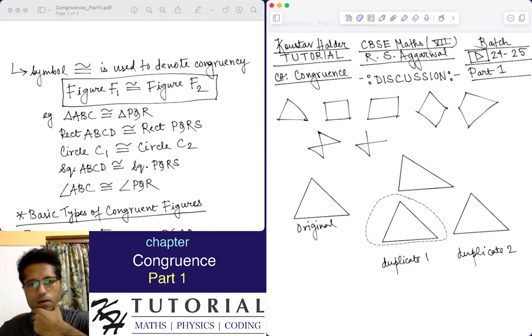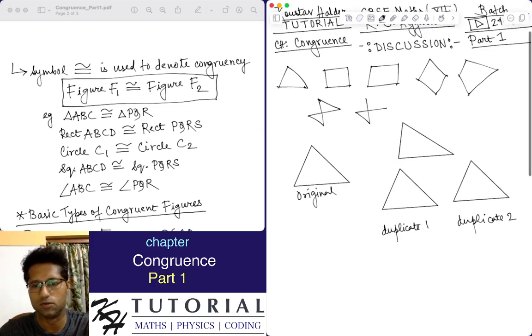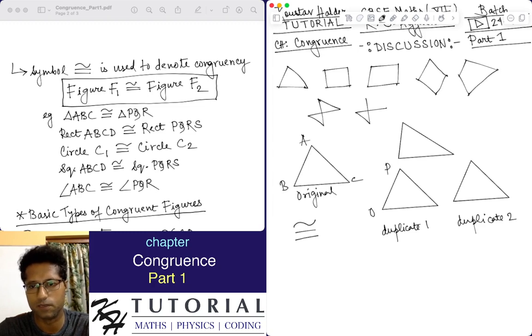Now how do we mathematically express two plane figures to be congruent? The notation used is two parallel lines, and above that you have this symbol which is known as tilde. So this is the symbol of congruency. If you have any figure, let's say this was triangle ABC. We always name a figure. This was triangle ABC and this was triangle PQR, and let's say this is triangle EFG.